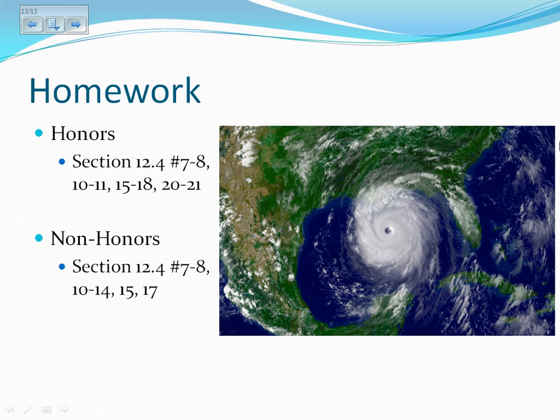What picture is that? Katrina. Pretty scary, isn't it? How are you supposed to do that? What city?